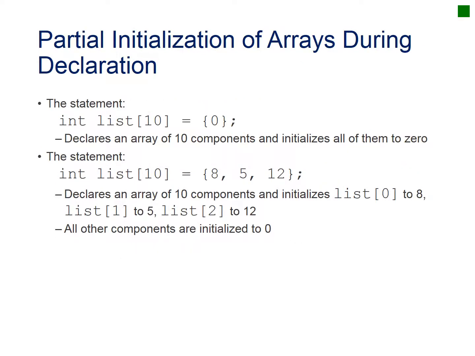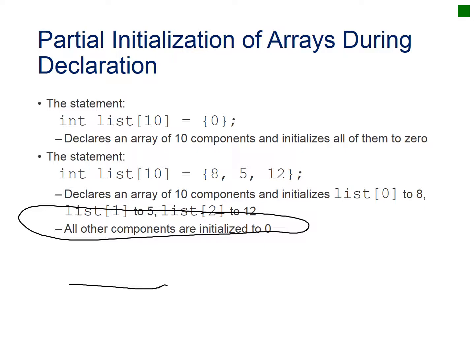Partial initialization of arrays during declaration. We do not always have to initialize each array element. For example, given the following statement, list[10] = {8, 5, 12}. This declares an array of 10 components and initializes list[0] to 8, list[1], the first position, to 5, and list[2] to 12. All other components are initialized to 0.